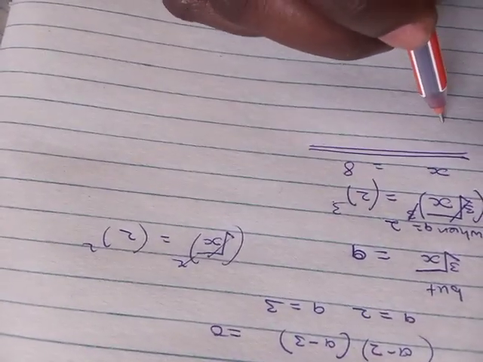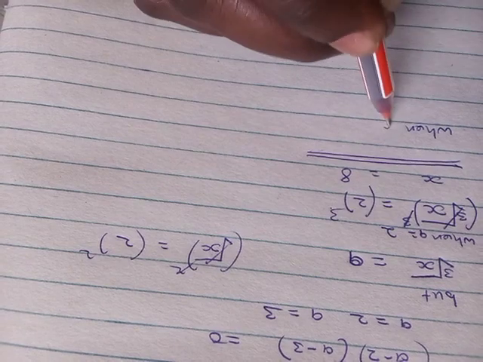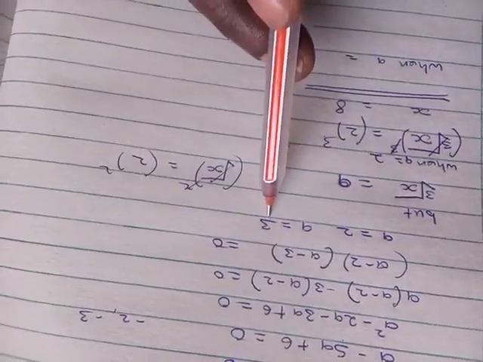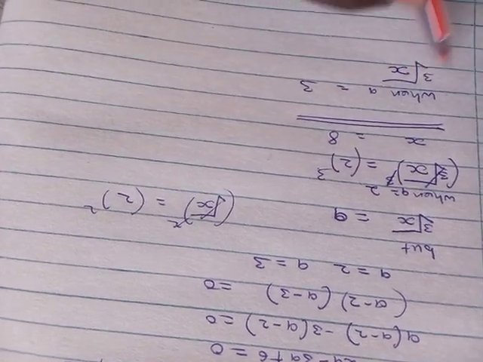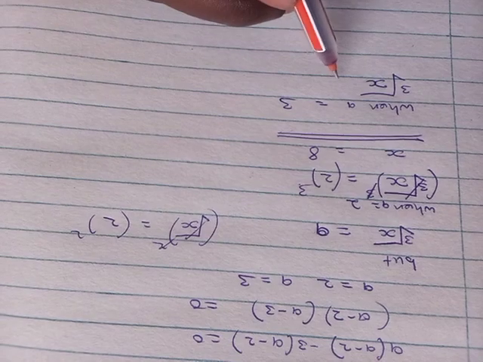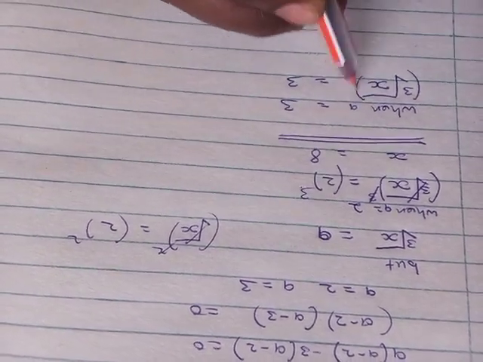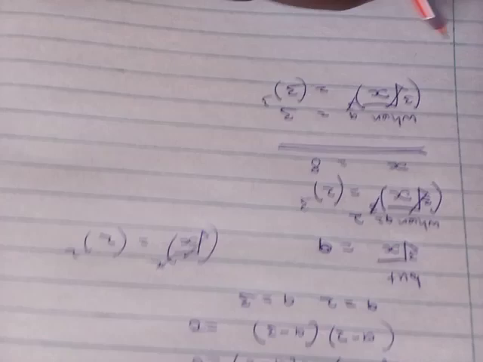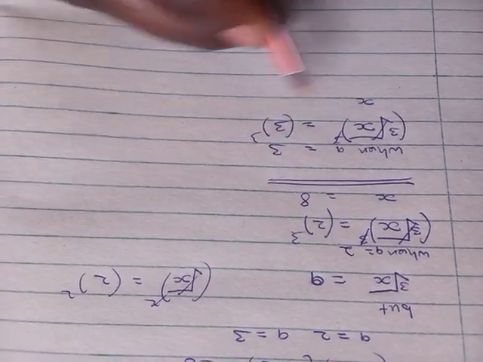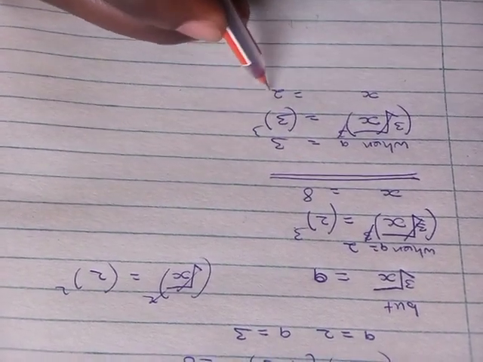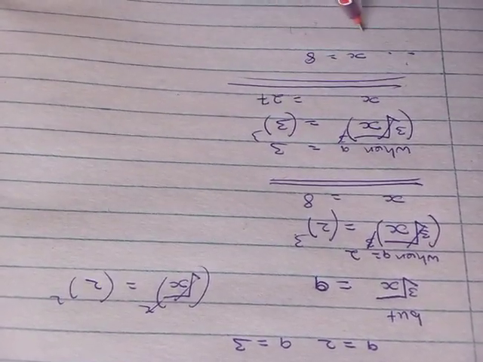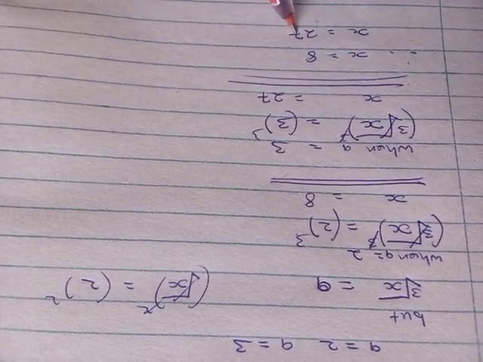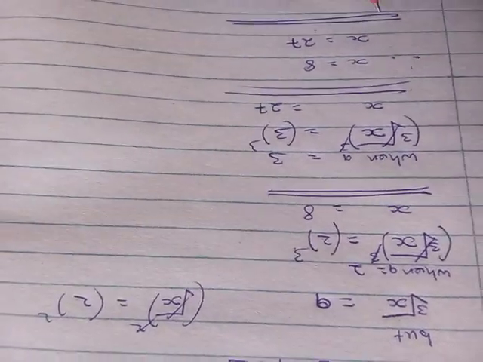Then another one, when a is equal to 3, I'll be having x cube root giving me 3. Then I cube. This one goes with this, so I'll be having x equaling to 27. So therefore x is equal to 8, x is equal to 27, and those are the answers, or those are the values of x that we have. Hope you get it.